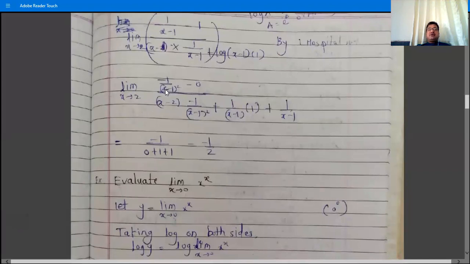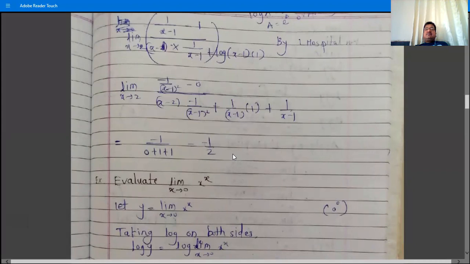What do we have? Minus 1 by 2 minus 1, that is 1, bracket square is 1, so we have minus 1 as the numerator. This quantity 2 minus 2 is 0, so it becomes 0. If we substitute x as 2, the value of this quantity is 1, and this quantity is 1, so minus 1 by 2 is the answer.